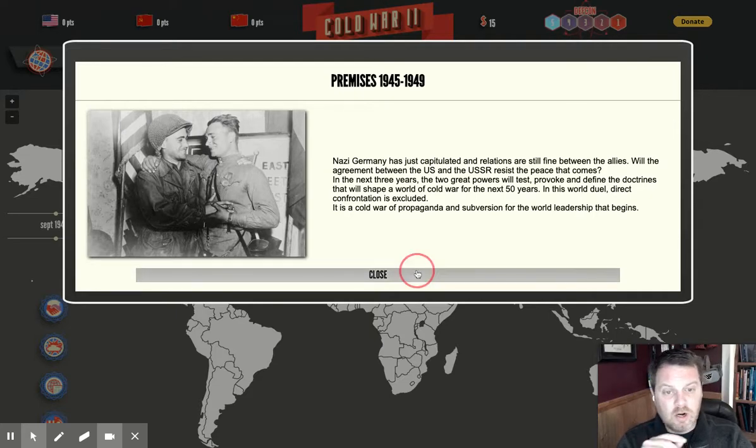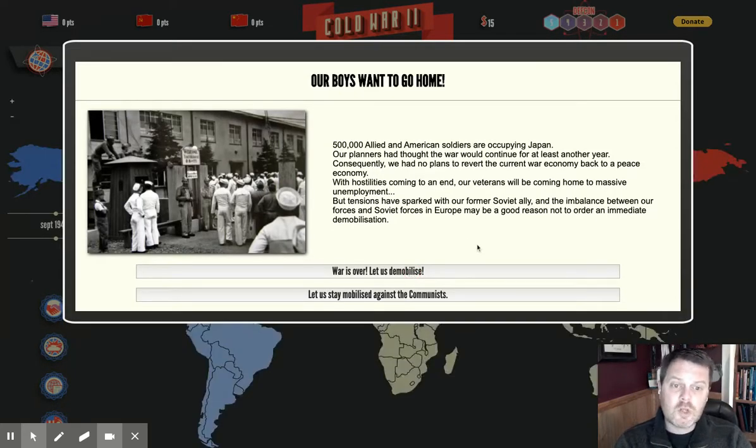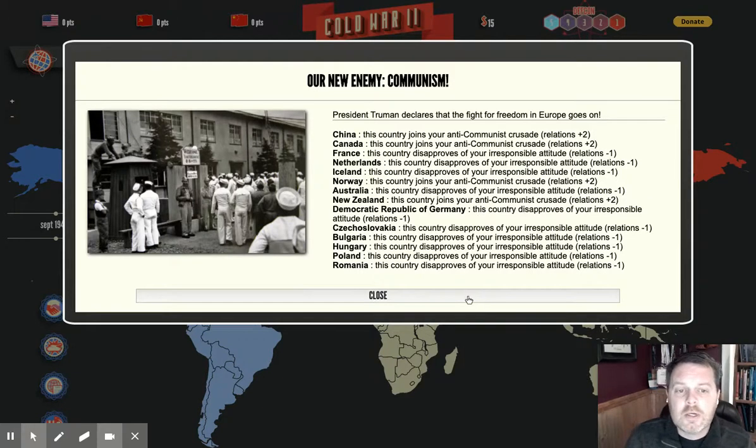So I'm going to hit close and go to the next screen. World War II is over. You've got 500,000 Allied and American soldiers occupying Japan. You know, what do we do when the war is over? Do we just pull all of our troops out and leave a vacuum? Or do we stay there and mobilize against communism? And that seems to be one of the choices that I would suggest we select. Here we've got President Truman.